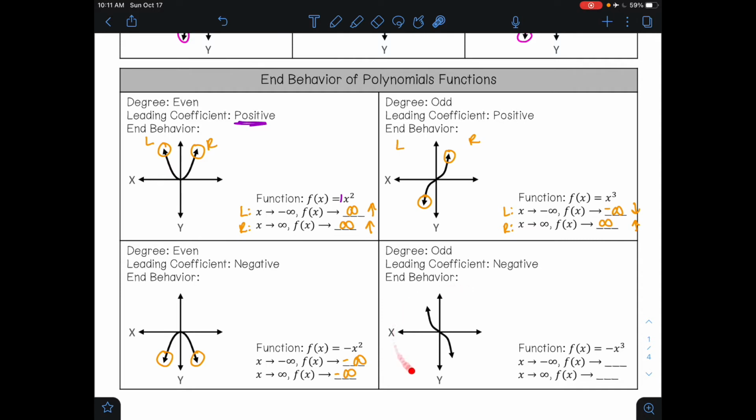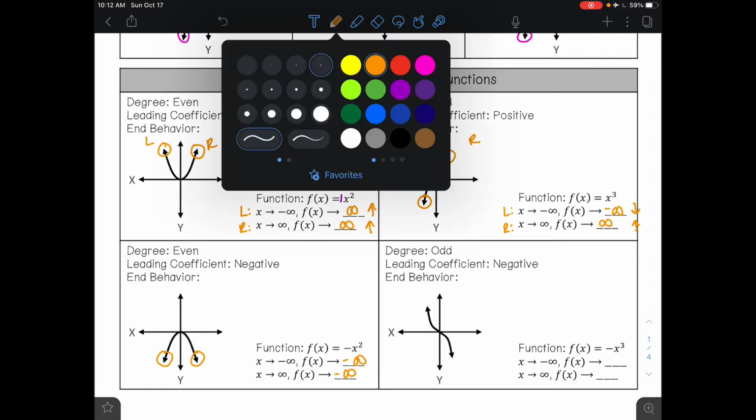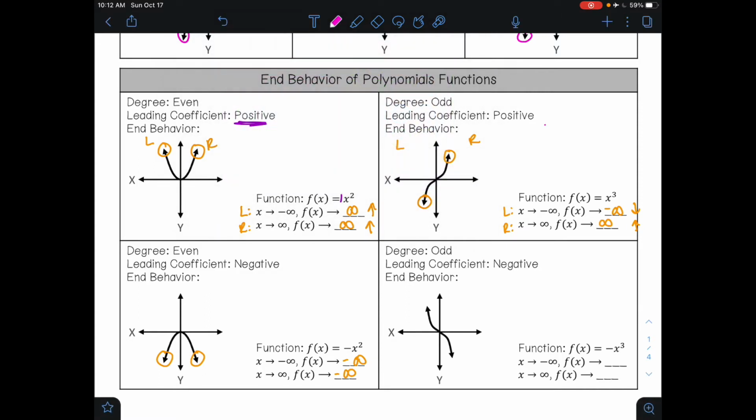So let's see how that works with this bottom one over here. Again here, our degree is odd, just like how it was right above it. But now our leading coefficient is negative. So this one's going the opposite direction as this one. Kind of like thinking about a linear equation, right? If I had a linear equation with a positive slope, I would be going up from left to right. And if I had a linear equation with negative slope, I would be going down from left to right. And if you notice, even though these graphs are cubic, the end behaviors are the same.